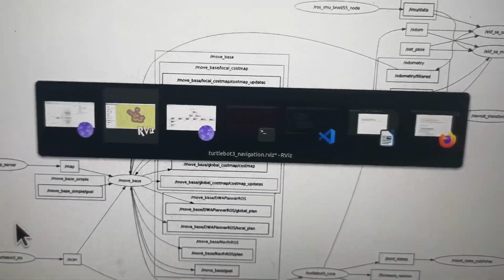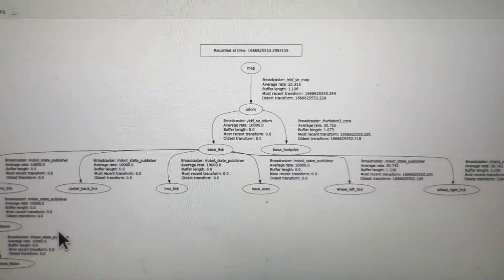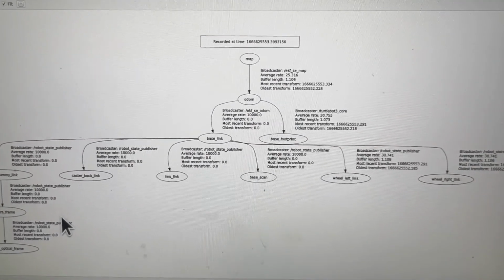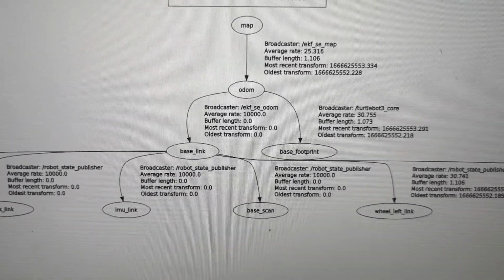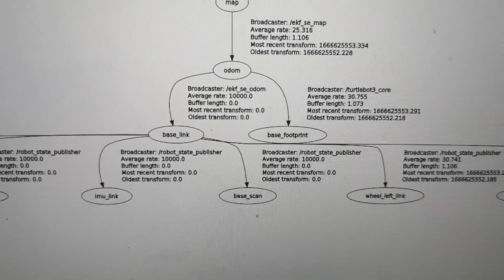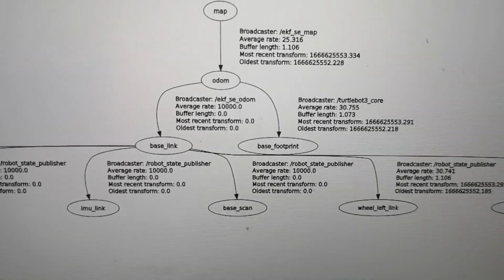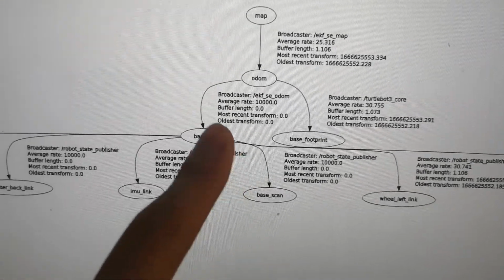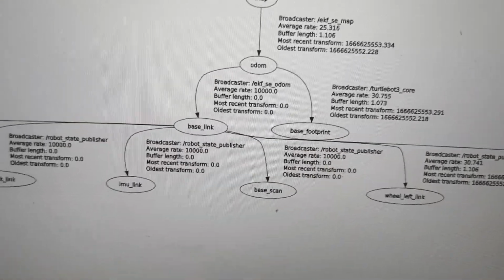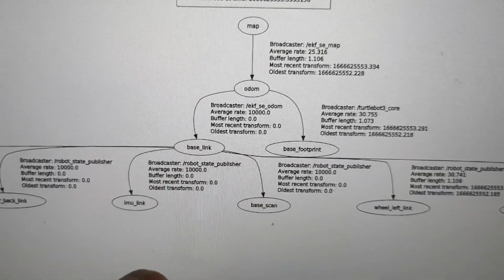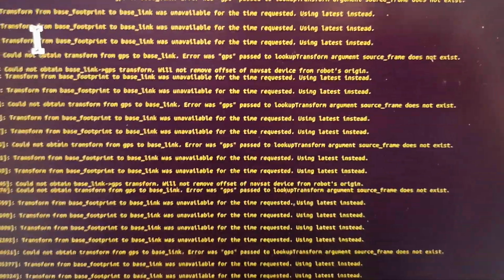So that's the RQT tree for the frames, for the TF transforms, I should say. A minor problem here is that we have a base footprint, but there's no transform between base link and base footprint. Originally in Turtlebot, they have base link under the base footprint, but in this case, I don't think that really matters. It's just a lot of warnings flowing around like that.